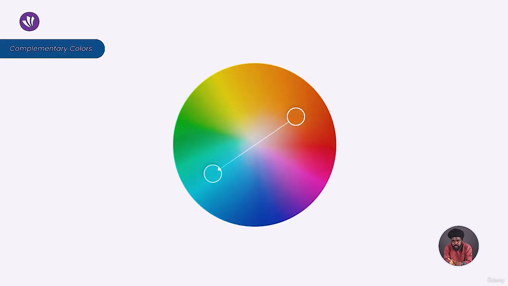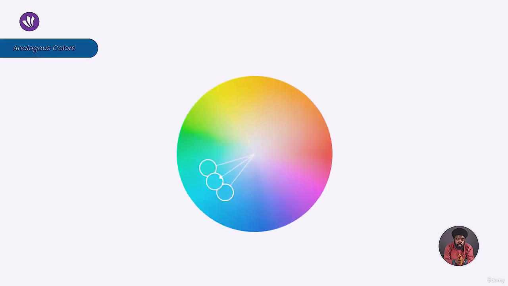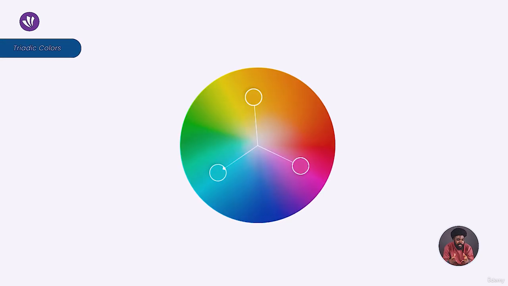Let's talk about color harmony. We'll start with three different types of harmonies. The first one is complementary colors. Complementary colors are directly opposite each other on the color wheel. For example, red and green. These pairs create strong contrast and make each other stand out. Number two, we have analogous colors. Now, these ones are next to each other on the color wheel. For example, blue, blue-green, and green. And then we have triadic colors. These are three colors that are evenly spaced across the color wheel. For example, red, blue, and yellow.